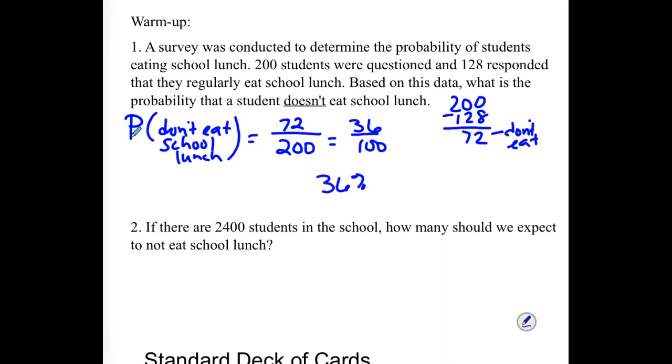Then the second question says, if there are 2,400 students in the school, how many should we expect to not eat the school lunch? What are we looking for here? Okay. So we're taking 36% as a decimal would be 0.36, and we're doing what? Yes. Multiplying it to 2,400, and what do we end up with? Okay. All right.